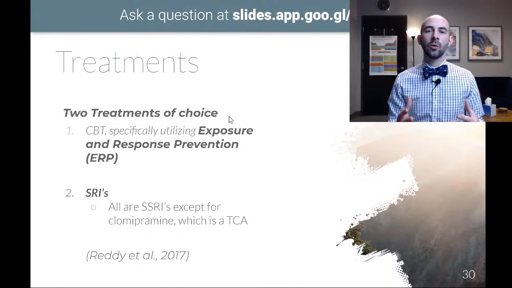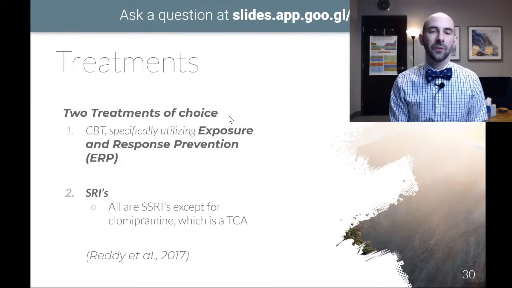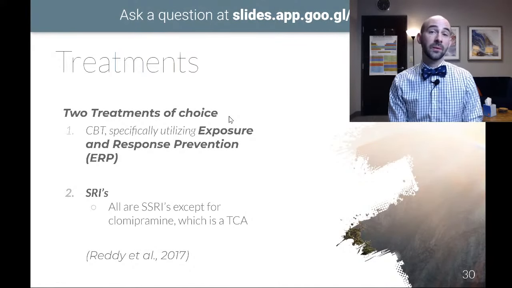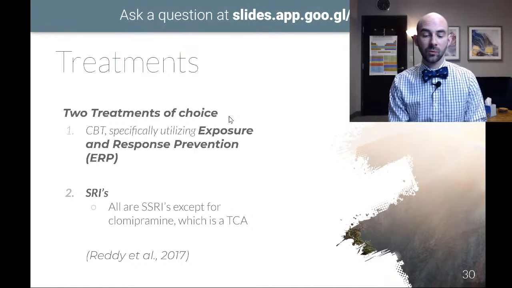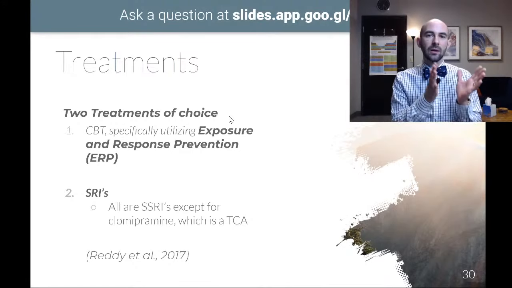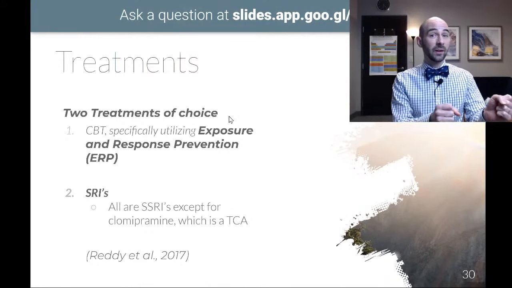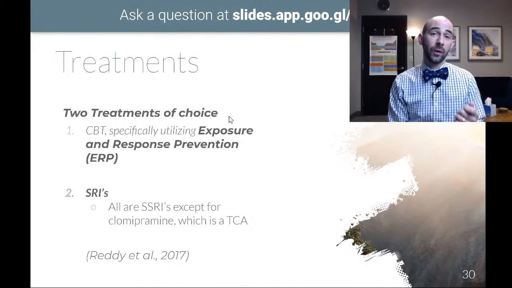So there are really two treatments of choice, two first-line treatments, and one of them is considered the gold standard, the largest effect, typically the greatest benefit when a person can tolerate it. So CBT, specifically with exposure and response prevention. That's really key. CBT specifically with exposure and response prevention.